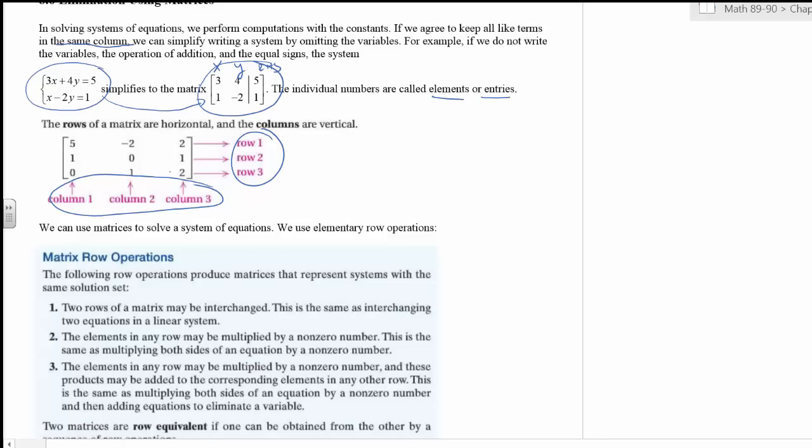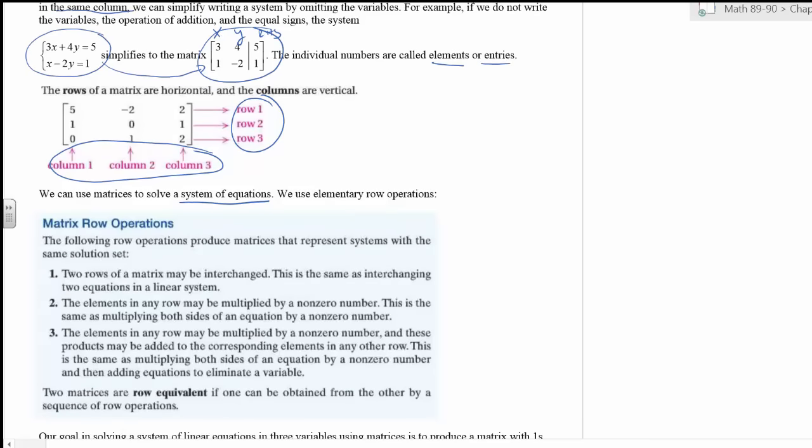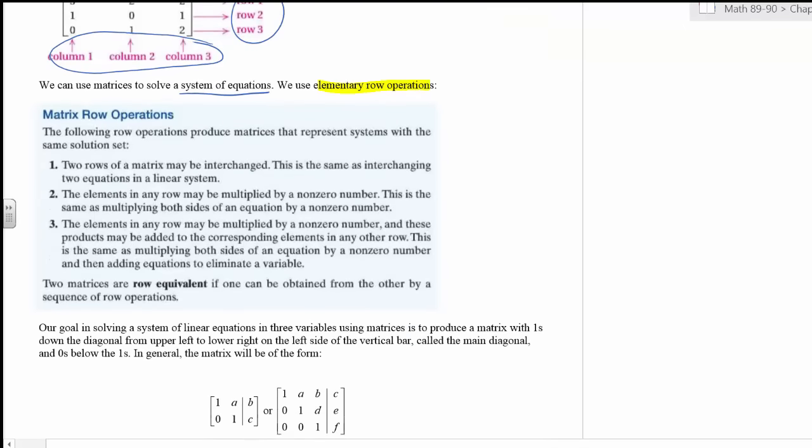We can use matrices to solve a system of equations. So yet another way to solve equations. So we have graphing, we have substitution, we have elimination, and now we can use matrices. Now in order to use matrices, we have to use what we call elementary row operations. So elementary row operations, and there's 3 elementary row operations. And these basically mirror what we do with typical systems when we're solving.